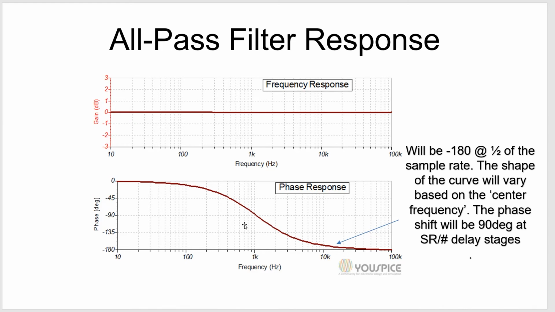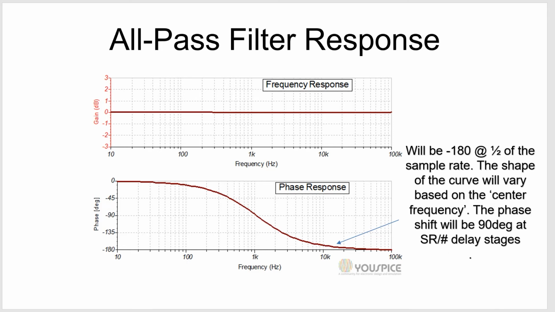Now, in a digital all-pass filter, the inversion point of -180 is half of the sample rate. So that's fixed. For us, it's half of 23.4 kilohertz. When we move the center point back and forth, it's going to change the shape of this curve slightly. The way that we tell the software where we want to put this center frequency is the sample rate divided by the number of delay stages. And so that tells you what the frequency is.